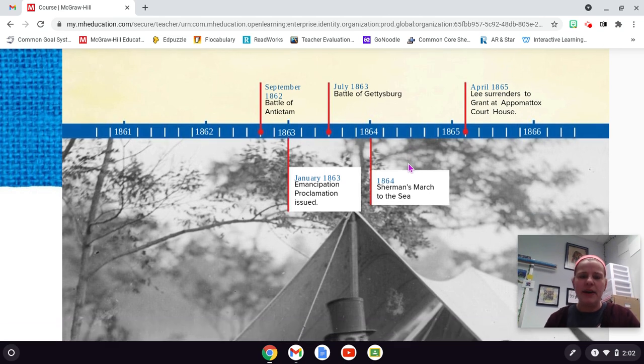In September of 1862, we have the Battle of Antietam. January of 1863, we have the Emancipation Proclamation was issued. July of 1863, we have the Battle of Gettysburg. 1864, we have Sherman's March to the Sea. In April of 1865, we have Lee surrendered to Grant at Appomattox Courthouse.